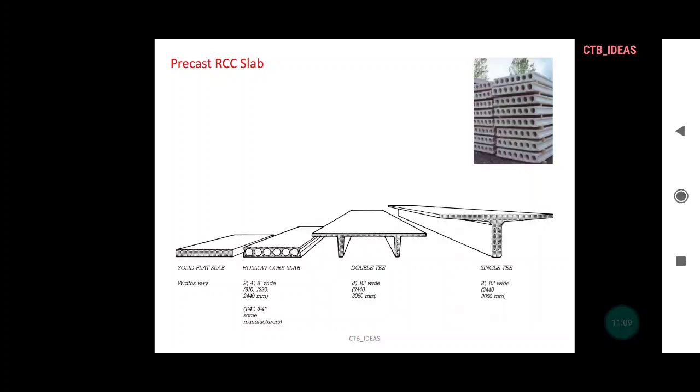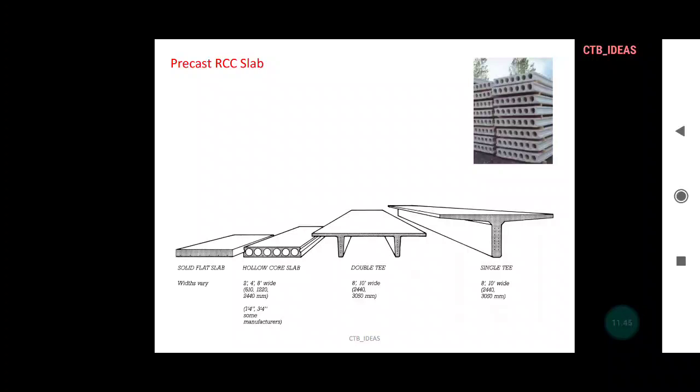The solid flat slabs are the very basic types. It is just like a cast in situ slab or a cast in concrete with some reinforcement. The widths vary. In the hollow core slab, you can see the hollow cores, circular cores which are entirely vacant. That also helps in reducing weight. They need not necessarily be circular. If you go through various manufacturers' booklets, you can see the cavity is constructed in rectangular shapes also.